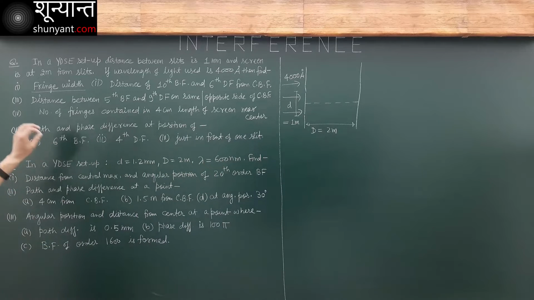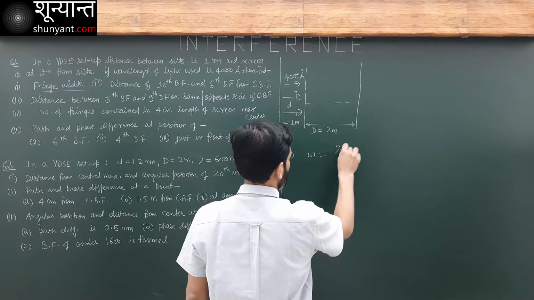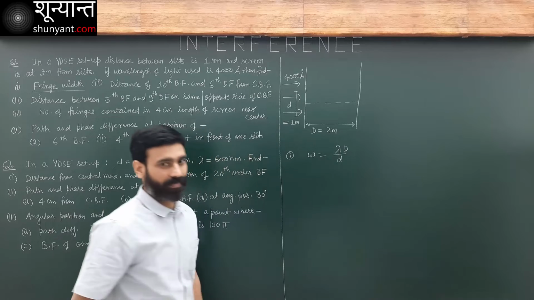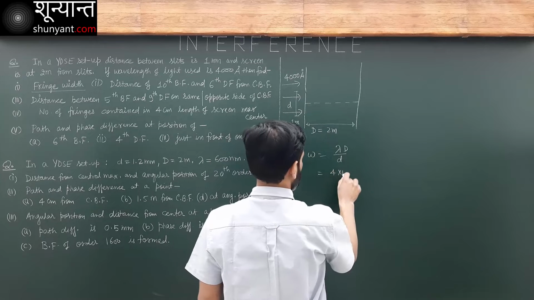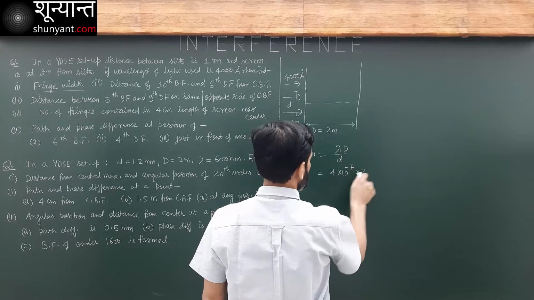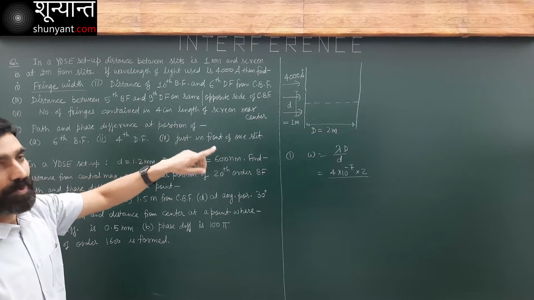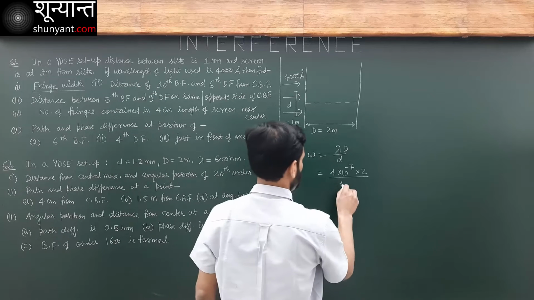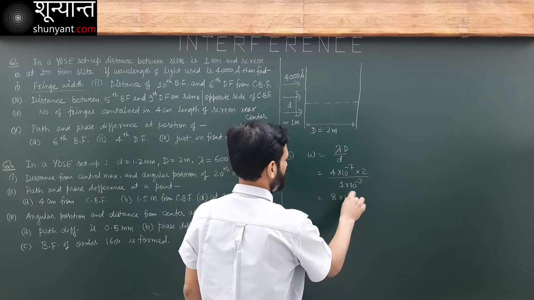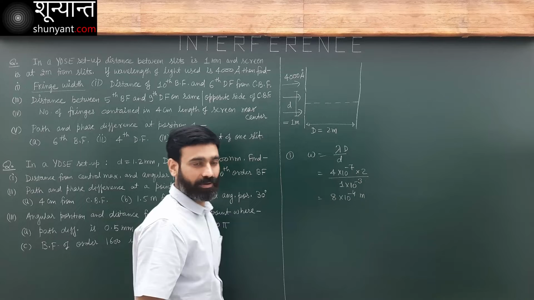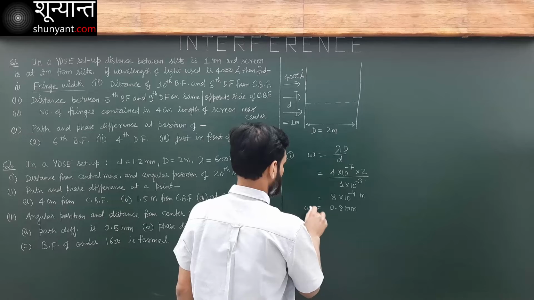Now, fringe width. First question, fringe width. Omega is lambda capital D over small d. This is fringe width. Now, this will be equal to lambda, which I can write as 4 × 10^-7, times D which is 2 meter, and then small d is 1 millimeter, which is 1 × 10^-3. Now what I get is 8 × 10^-4 meter. This I can write as 0.8 millimeter. This is fringe width.